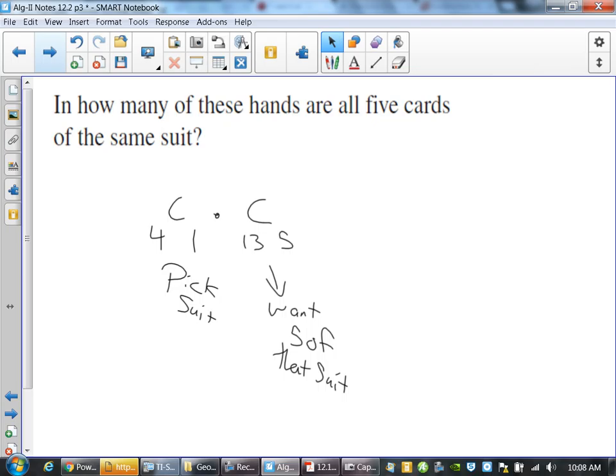How many cards of each suit are there? 13. So once you pick the suit, let's say I pick my suit, clubs. That's it.